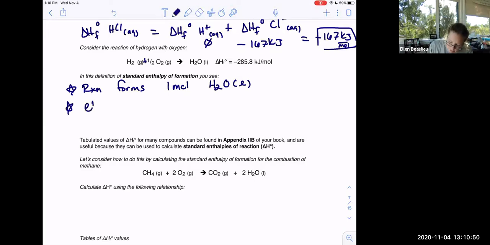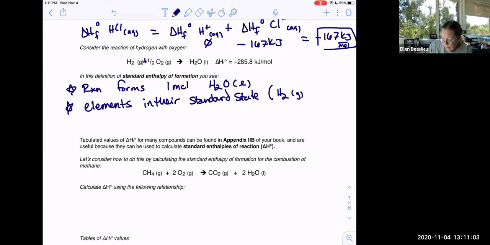Elements in their standard state. So for this case, hydrogen gas and oxygen gas. Those are both elements in their standard state. Those are the reactants in this reaction, are elements in their standard state.